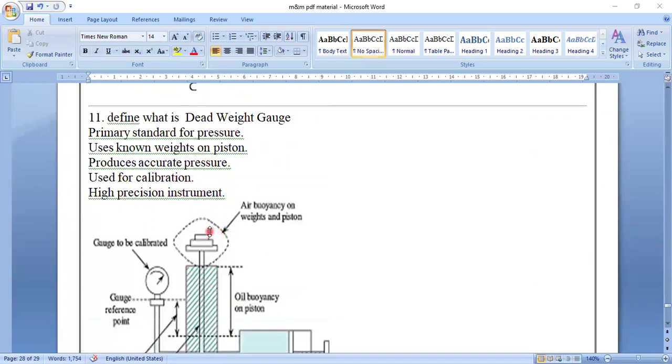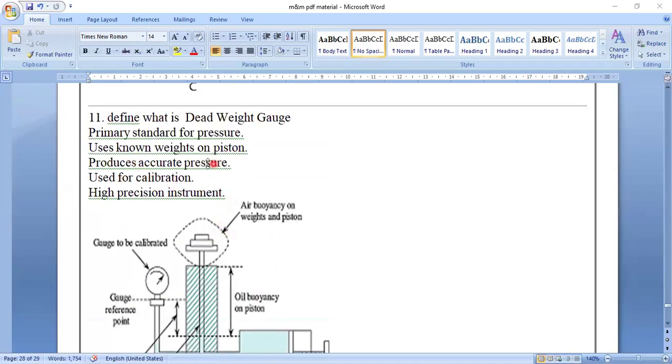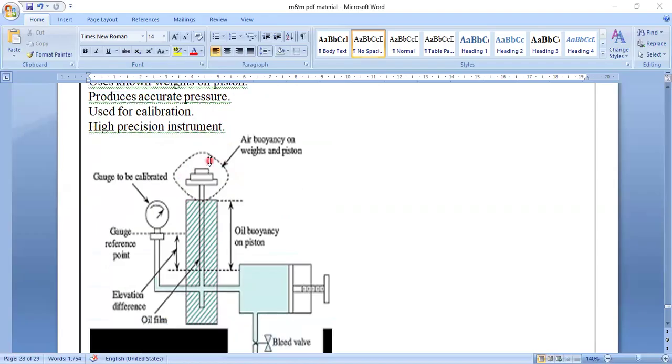The 11th question is: what is a dead weight tester? You have to measure with dead weights. It is the primary standard for pressure and uses known weights on a piston. Once the piston is loaded, it produces accurate pressures used for calibrating high pressure instruments. So here, the air bonds on weights and pistons.